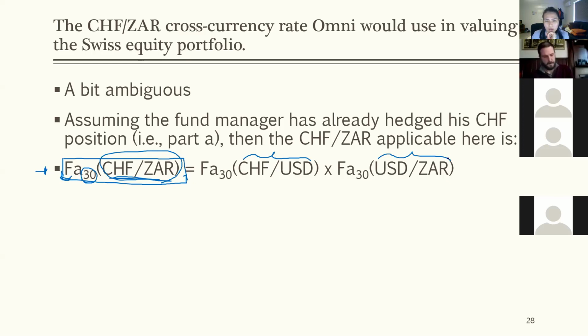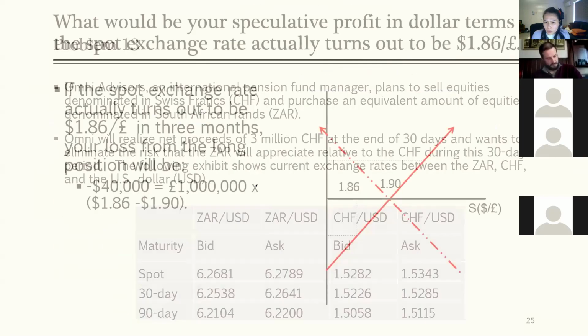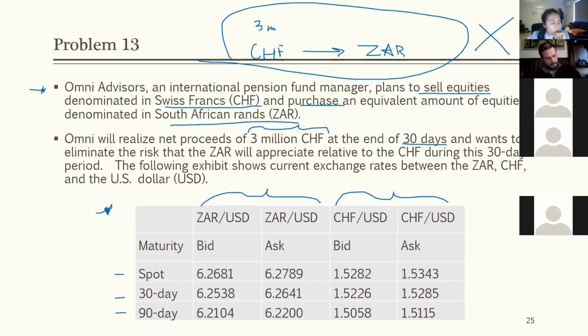So our next step is therefore to look into the table in the question and find the appropriate numbers here. So the first one is given in the question. I'm just going back to the appropriate table. So here I want the ask rate for the forward contract 30 days for the Swiss franc and the USD. Okay, so I'm looking at the ask rate 30 days. So the rate I'm looking at is this one.